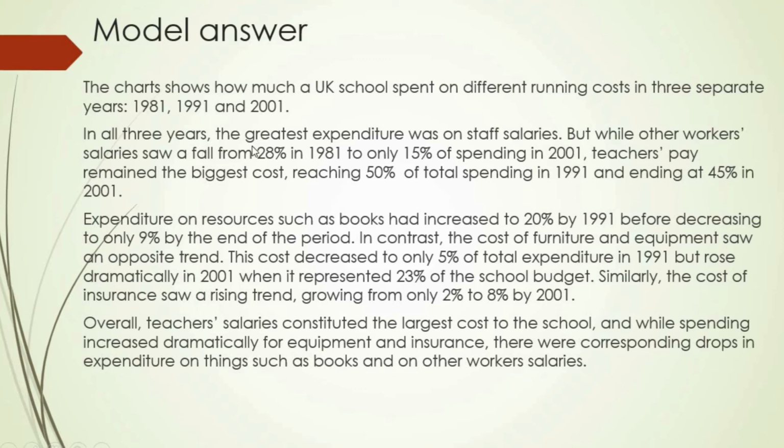In all 3 years, the greatest expenditure was on staff salaries, as I explained to you. But while other workers' salaries saw a fall from 28% in 1981 to only 15% of spending in 2001, teachers' pay remained the biggest cost, reaching 50% of total spending in 1991 and ending at 45% in 2001.